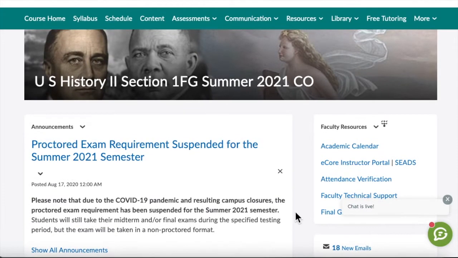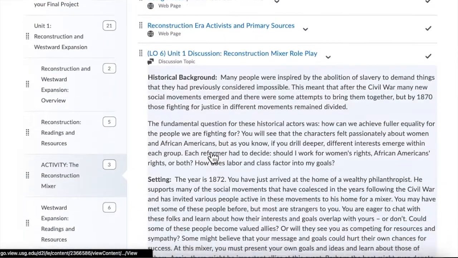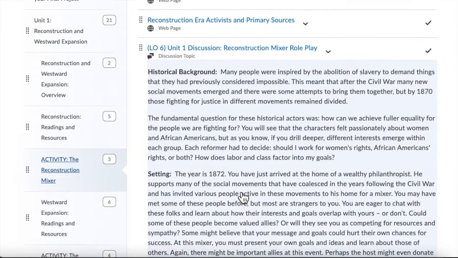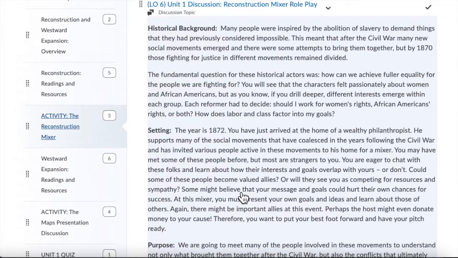So to get to the reconstruction mixer, you go up to Content, and you click on Content, and then you go down to Unit 1, and then you click on Reconstruction Mixer. One of the most important things to keep in mind about these assignments is that I ask very specific questions in them, and you have to answer all of them. Now, you do that, of course, within the frame of the length required for the assignment.